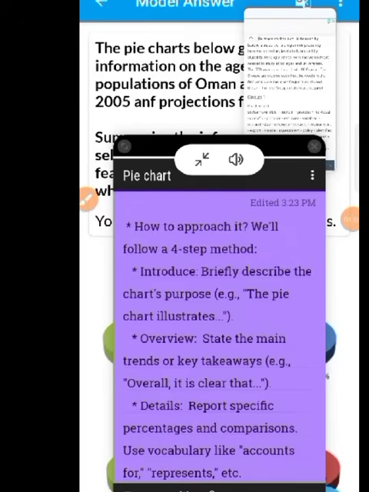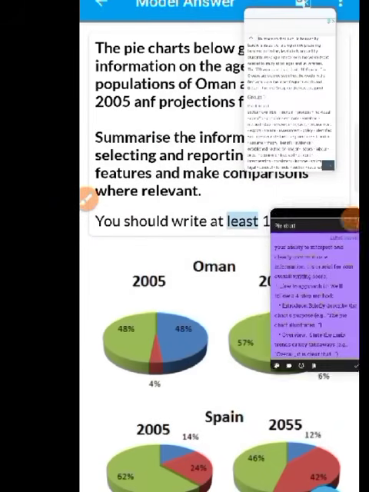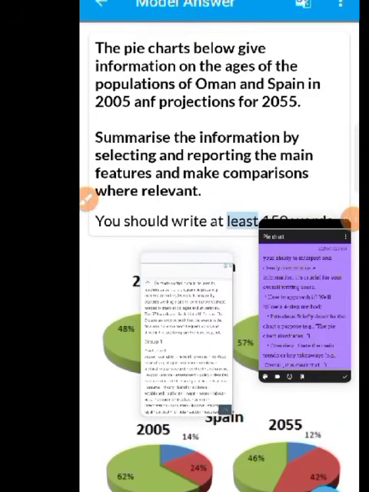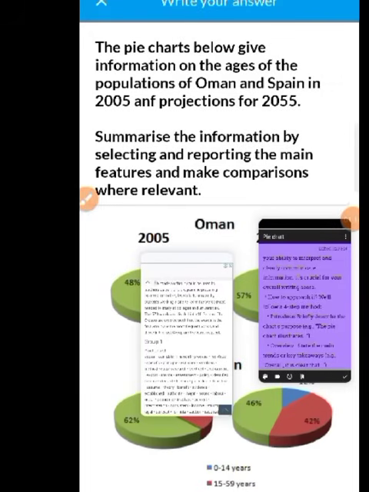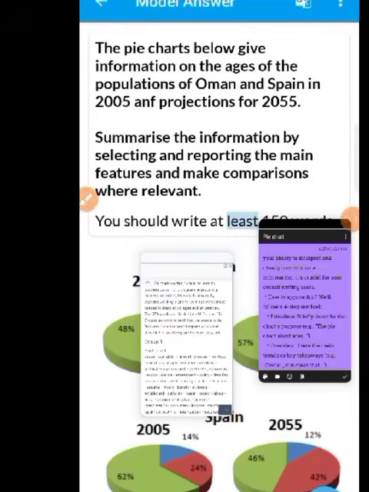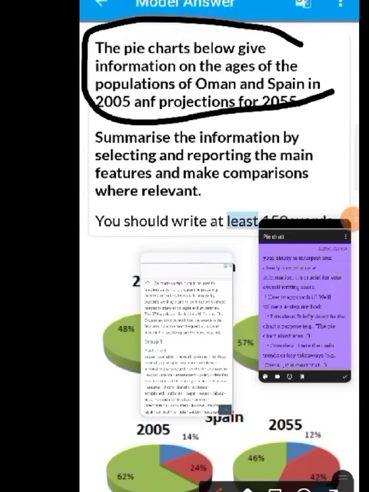So let us see. Here we can see that this chart is telling us what the question is. This is the question. The pie charts below give information on the ages of the populations of Oman and Spain in 2005 and projections for 2055. These are the years. Summarize the information as you can read it.